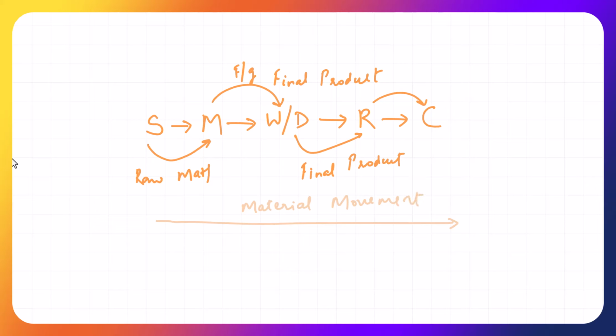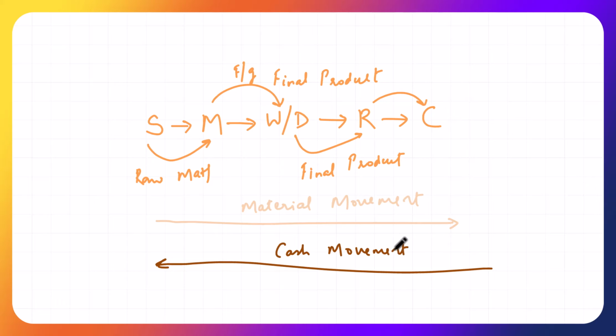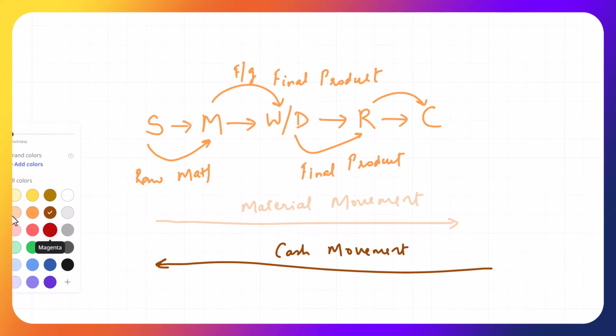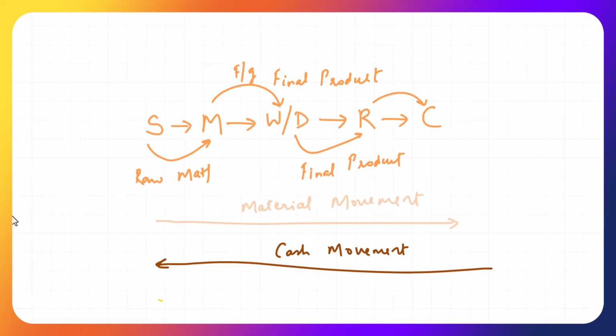And what we also observe is that from left to right direction, there is the cash movement, because cash has to come and it would come from the customer. What we also see is that in both directions, there is one more thing which needs to happen. That is the information flow, which happens in both directions.